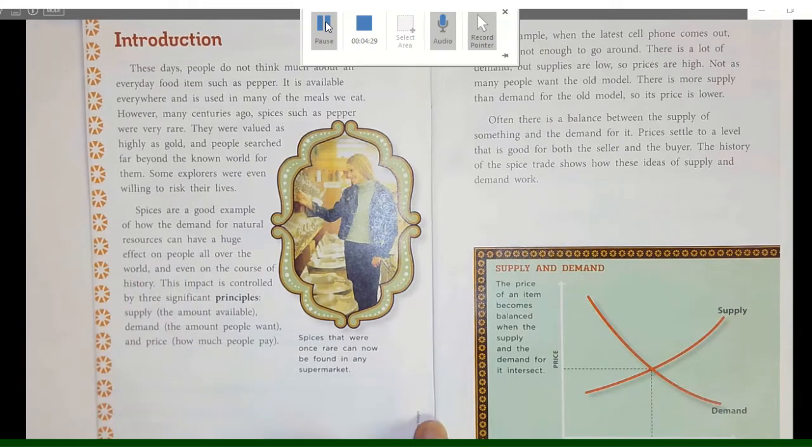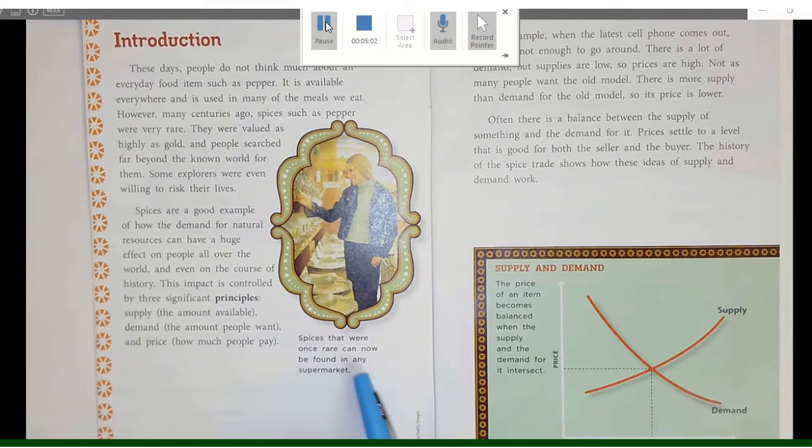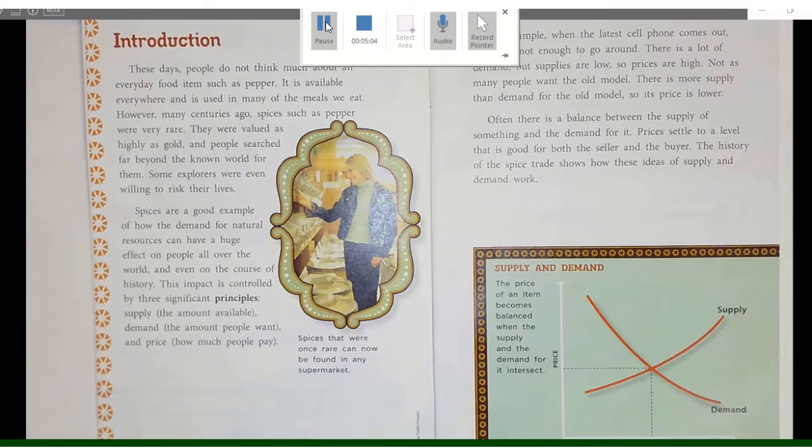Spices are a good example of how the demand for natural resources can have a huge effect on people all over the world, and even on the course of history. This impact is controlled by three significant principles: supply, the amount available; demand, the amount people want; and price, how much people pay. And here's a picture of someone purchasing some products. Spices that were once rare can now be found in any supermarket.